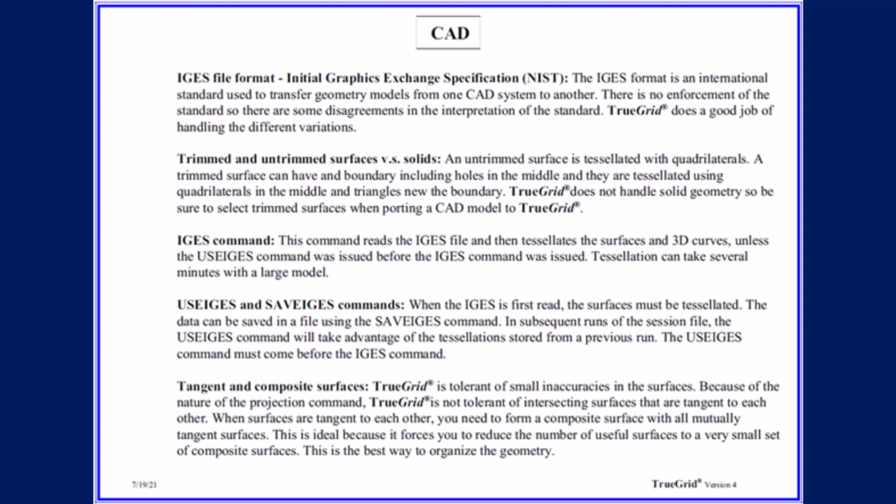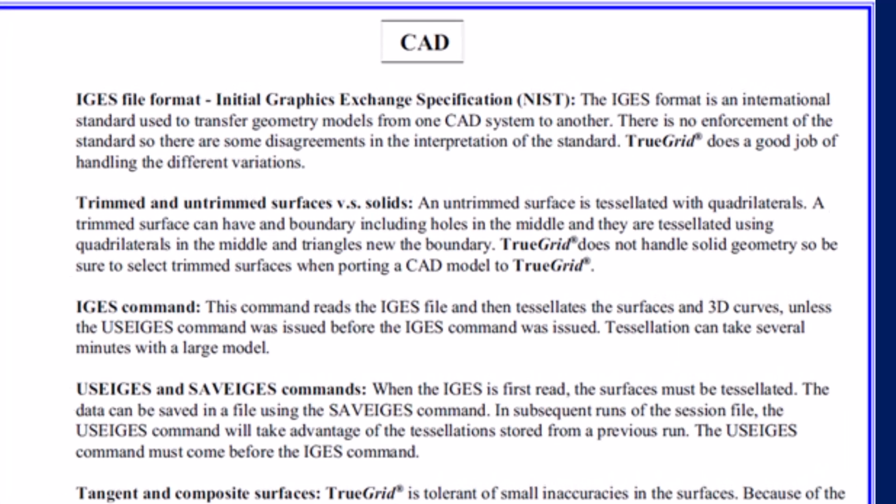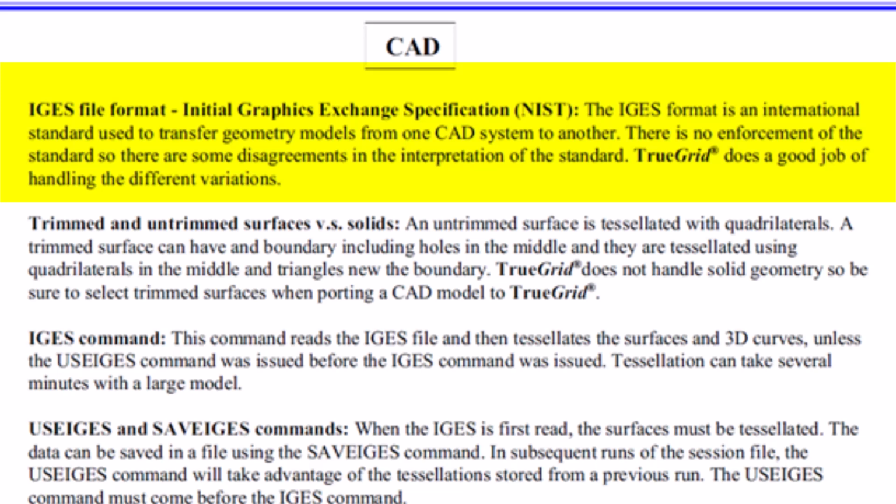IGES files are the most commonly imported file into TrueGrid. The IGES format is an international standard used to transfer geometry models from one CAD system to another. There is no enforcement of the standard, so there is some disagreement in the interpretation of the standard. TrueGrid does a good job of handling the different variations.